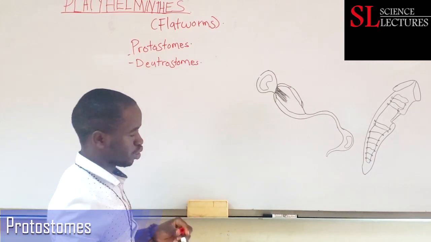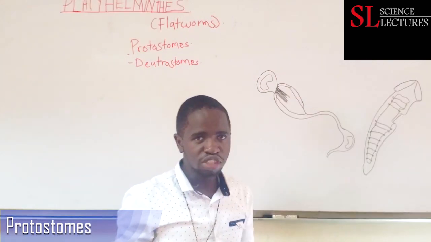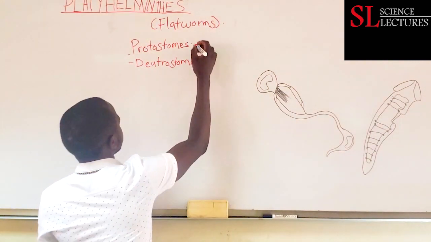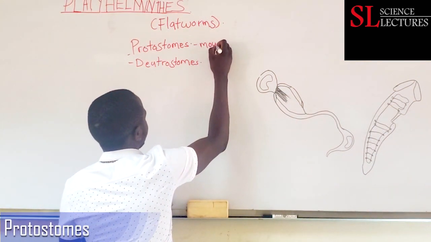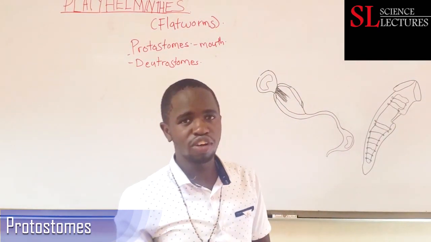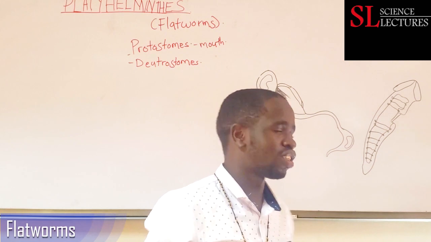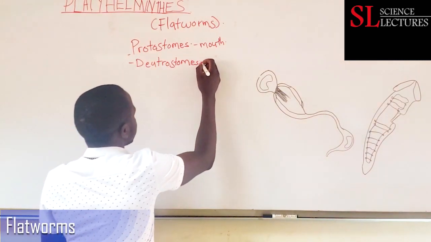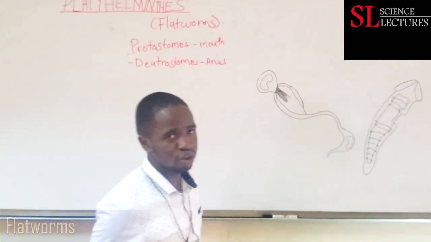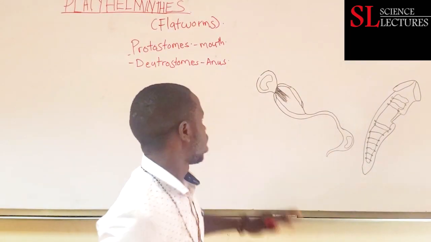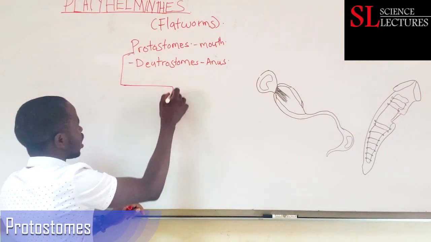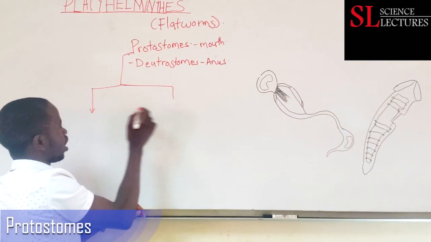So what are protostomes? Protostomes are animals whose blastopore results in the formation of a mouth. In other words, they develop a mouth before the development of an anus, as compared to the deuterostomes that develop an anal opening before the development of a mouth. And these protostomes are further divided into two larger clades.